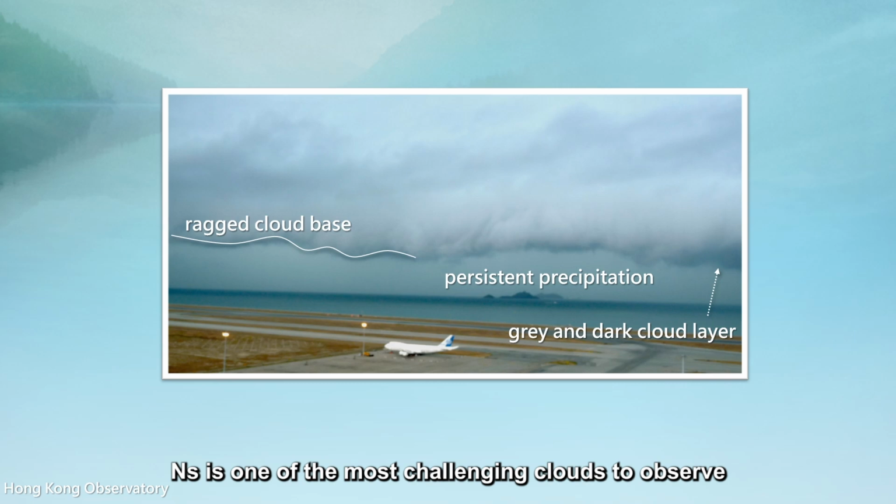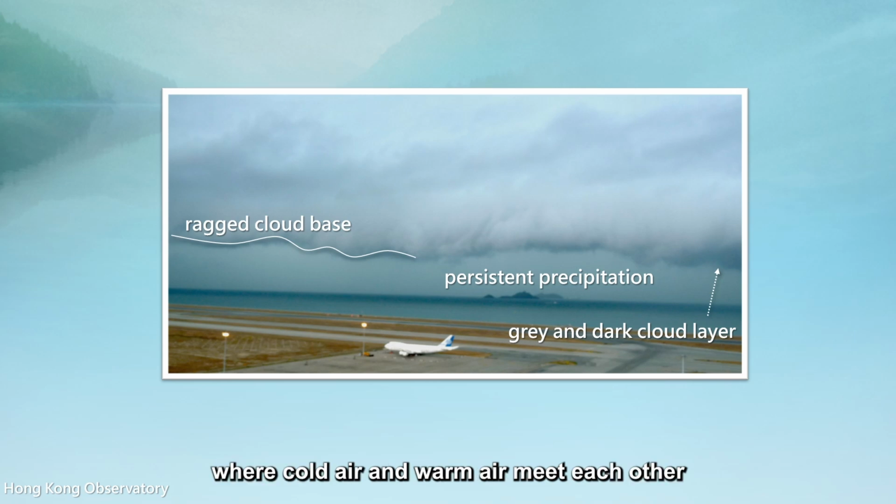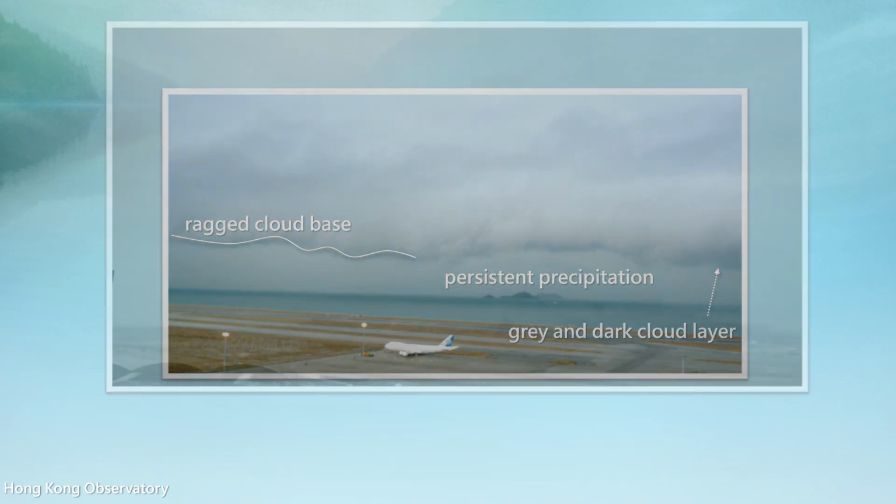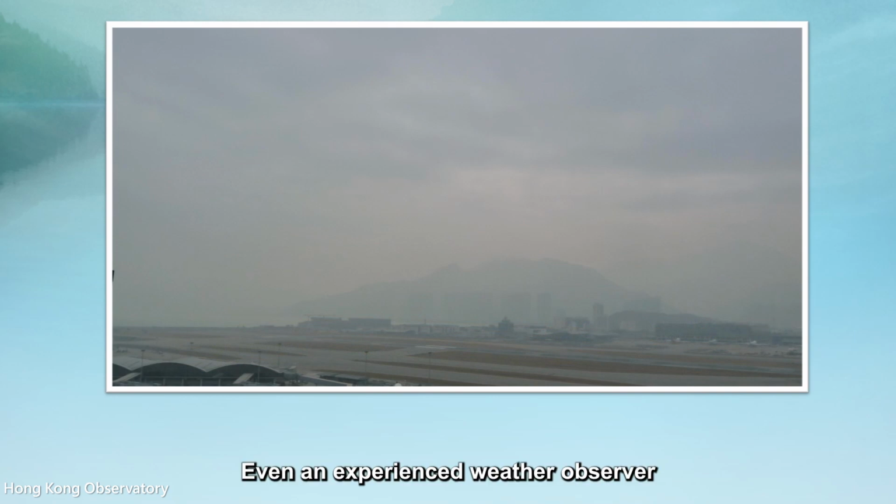NS is one of the most challenging clouds to observe because it's rare to see the leading edge of NS, which is the front line where cold air and warm air meet each other. If you're lucky enough to see the leading edge of NS, like in this photo, you can see the uplifted warm air and precipitation behind the leading edge. Even an experienced weather observer can't identify NS immediately.